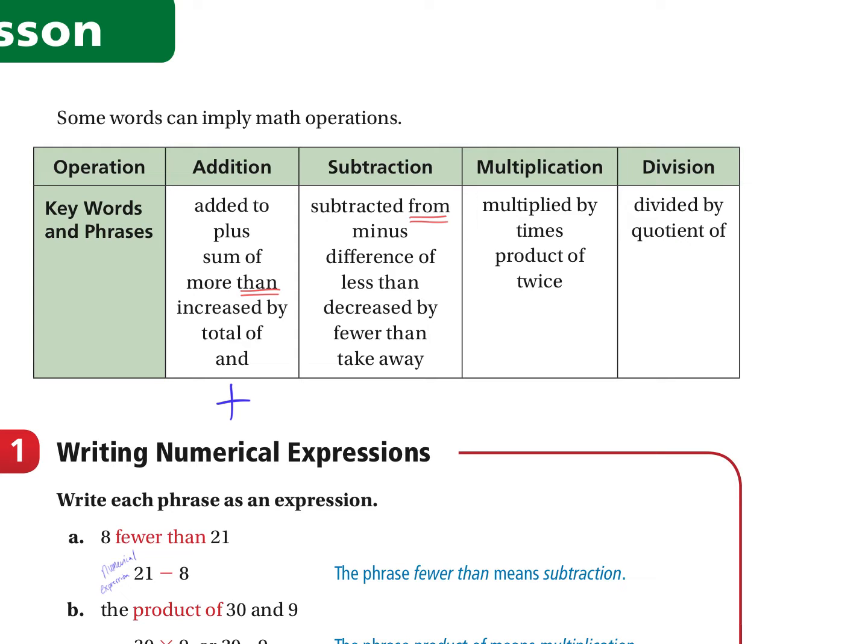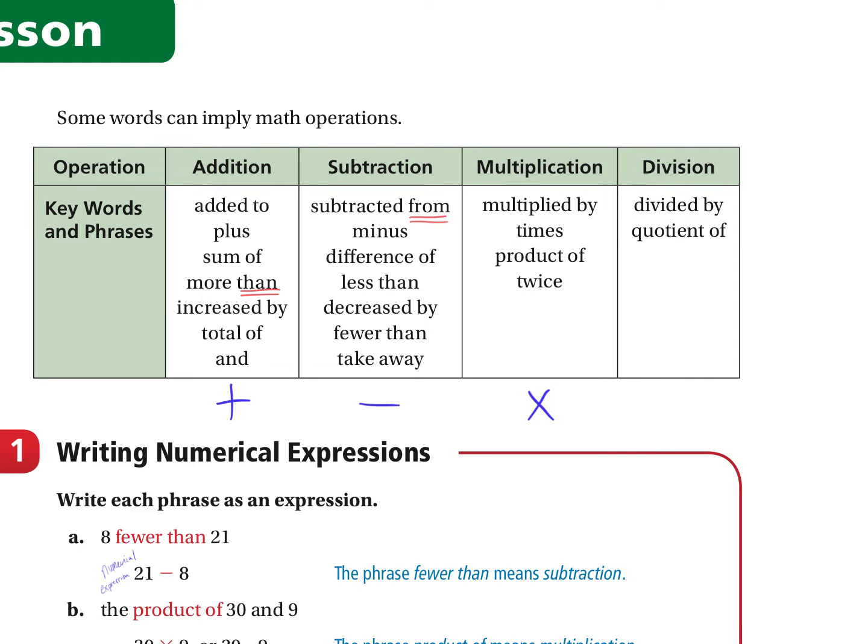For subtraction, that involves words such as subtracted, obviously, minus, the difference of. Difference means there'll be subtraction. Less than, decreased. These are all words that mean some type of subtraction is happening. For multiplication, you're familiar with multiplied, times, but also product. Let's remember that product is the answer to a multiplication problem. And if somebody says twice, that would mean that you're multiplying by 2. Those are all words that imply some type of multiplication.